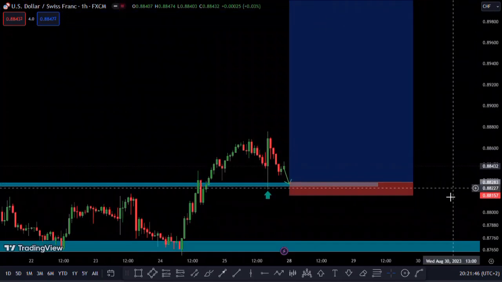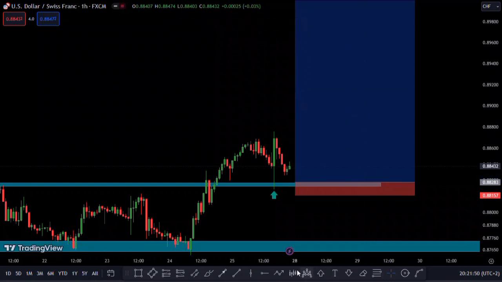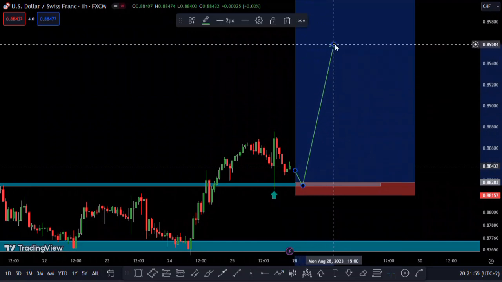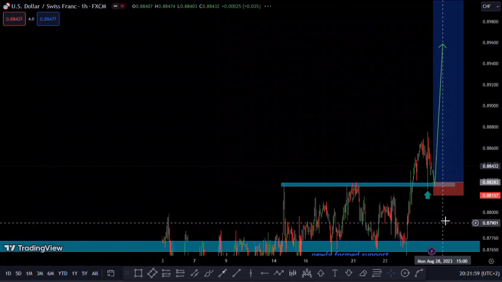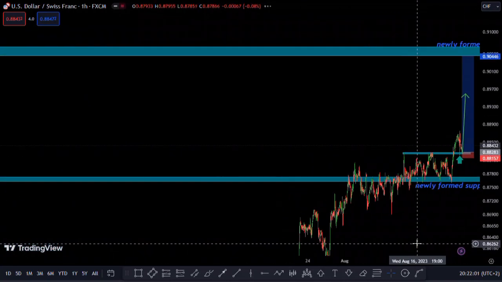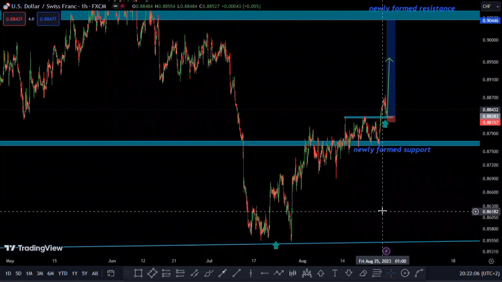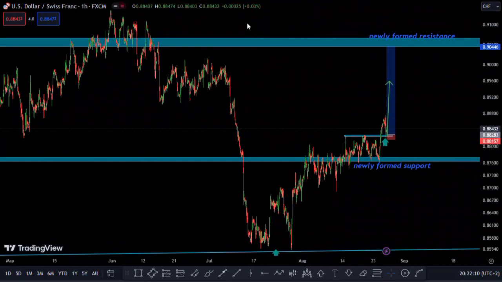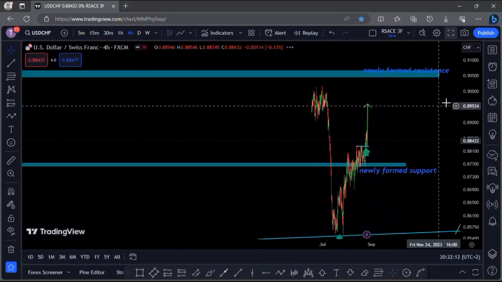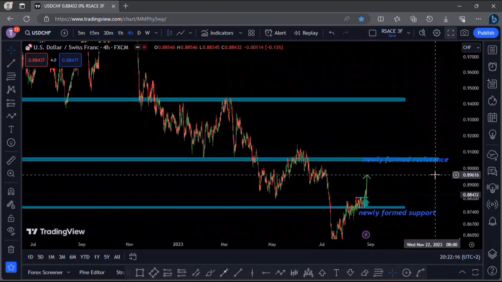Just as simple as that. So I'll be looking for buying opportunities when we get to this zone. That's where I'll be looking for buying opportunities. So currently, yeah, the market should go to the upside because we have already touched our major support.